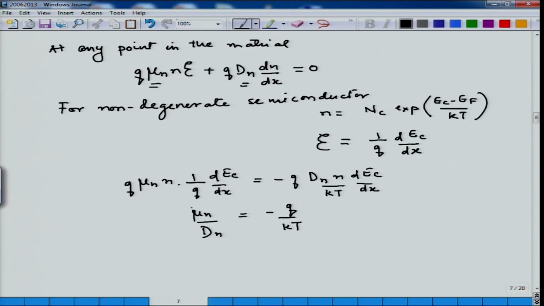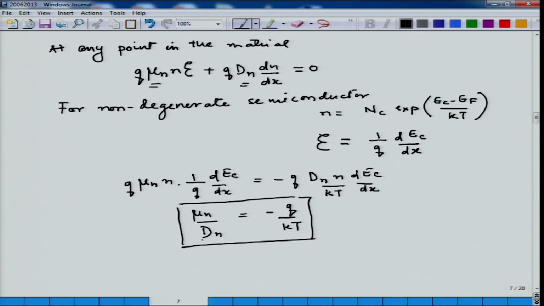Now, this is very interesting. What it is saying is that the carrier mobility divided by the carrier diffusion coefficient ratio is a constant. It only depends on the charge of the carrier, which is the electron charge, the Boltzmann constant, and the temperature. And this then immediately says that if I know the mobility of a carrier, I can calculate the diffusion coefficient for that carrier. Let me take an example here.